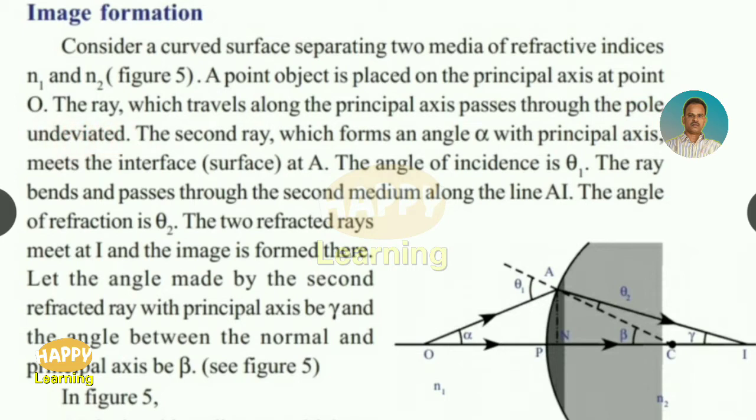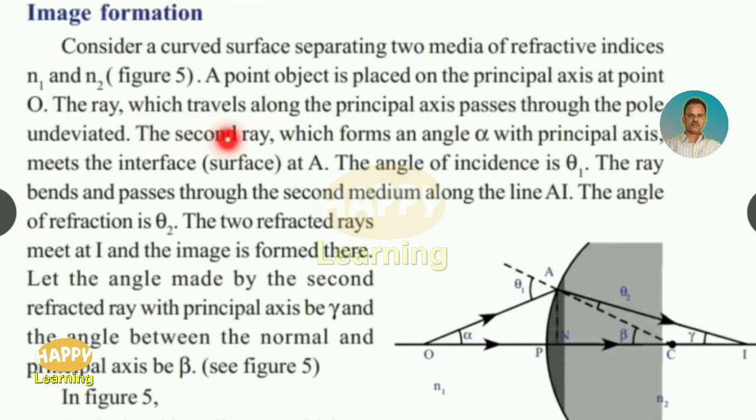Here a ray starts from O, passes through pole P and then through the center of curvature C, and it is moving undeviated. Once again, starting from O, the ray passes through pole P and center of curvature C and then passes along the principal axis.